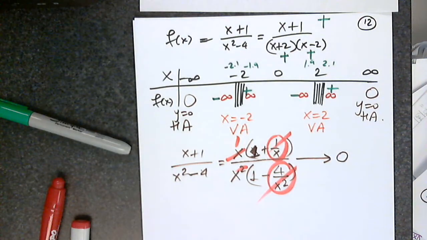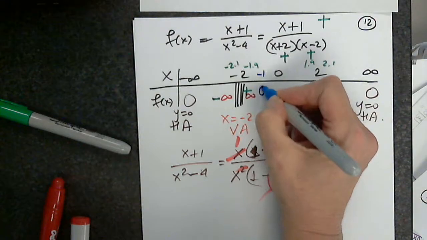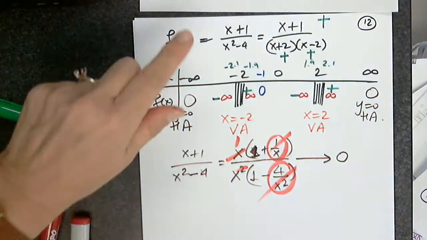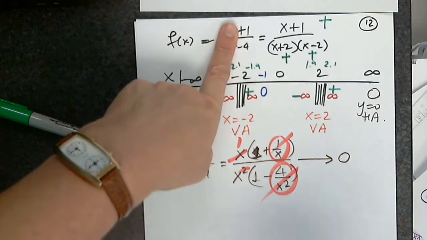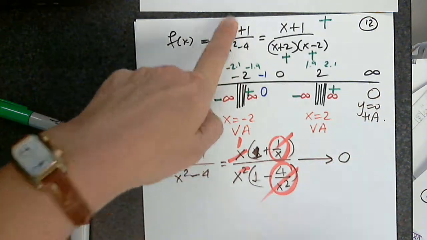I want x-intercept. It's a fraction. When is a fraction 0? Top 0. Good. When is the top 0? Negative 1. Be very careful where you put those. They have to be in ascending order. Now let's also plug in 0 and tell me what you get. That's it.